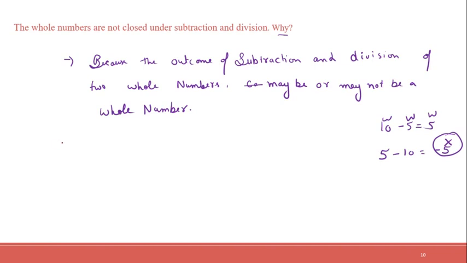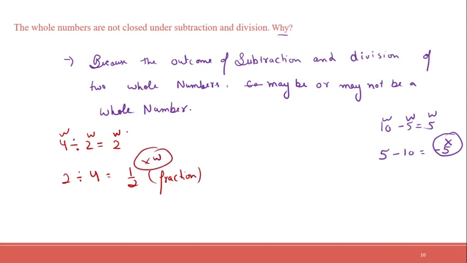Similarly, 4 divided by 2 is equal to 2. 4 is a whole number, this 2 is a whole number, and this 2 again is a whole number. But if I divide 2 by 4, I'll get 1 by 2. It's a fraction, right? So it is not a whole number. So the outcome may be whole and may not be whole in both the cases, right? I hope I made my point clear to you.